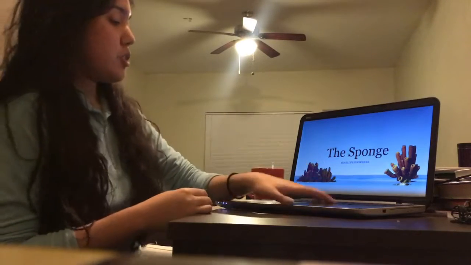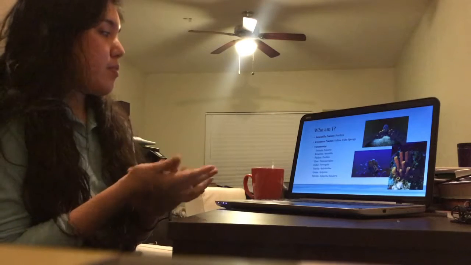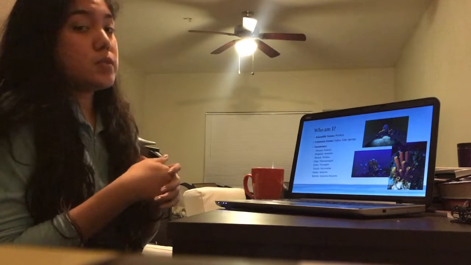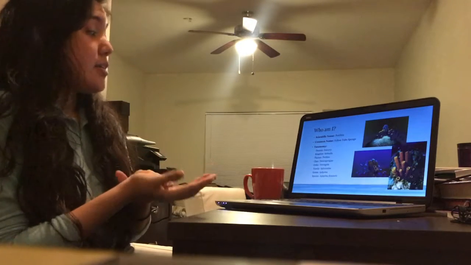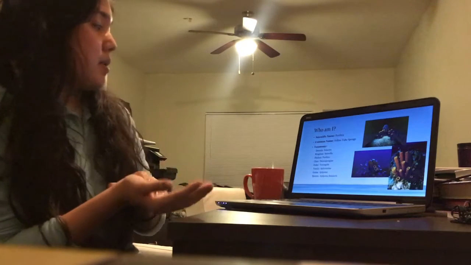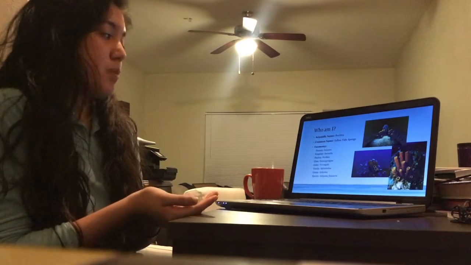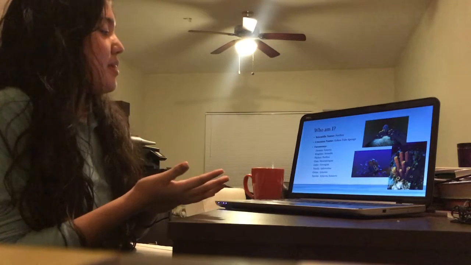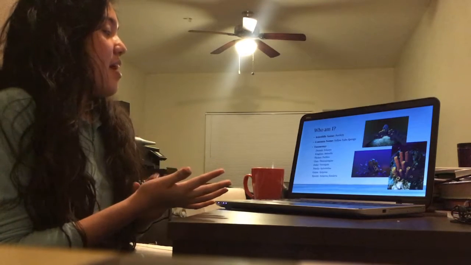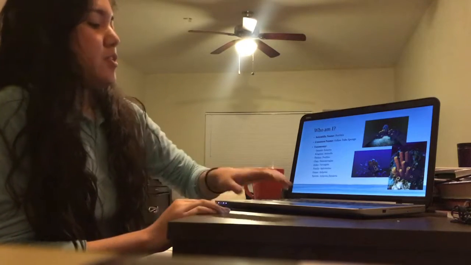Evolution of a sponge. Its scientific name is Porifera. The common name is yellow tube sponge. Taxonomy: it's in the Eukarya domain, Kingdom Animalia, Phylum Porifera, Class Demospongia, Order Verongiida, Family Aplysinidae, Genus Aplysina, Species Aplysina fistularis.